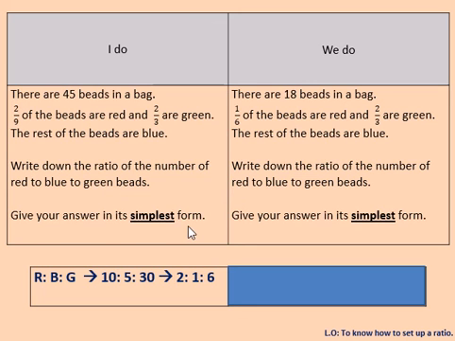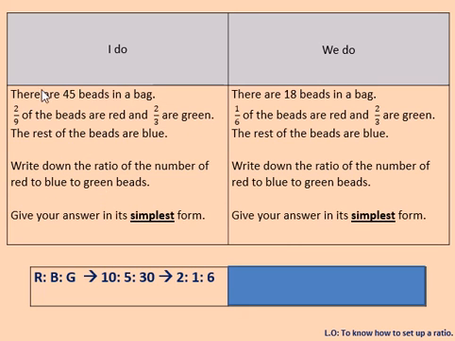This is important. So let's look at the information we know here. We know there's 45 beads. We know there's 2/9 red. 2/9 of 45 are red. 2/3 of 45 are green. We know we've got to write it in a ratio red to blue to green.